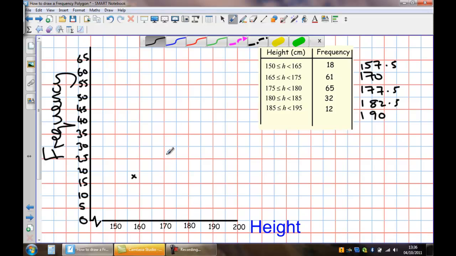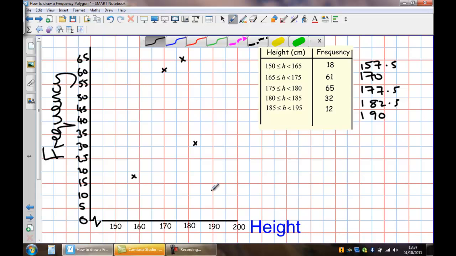So 170, 61's all the way up here. Again, with graph paper I'd be able to get these crosses in definitely the right places. 177.5 is 65. 182.5 and 32. And then the last cross is 190 and 12.